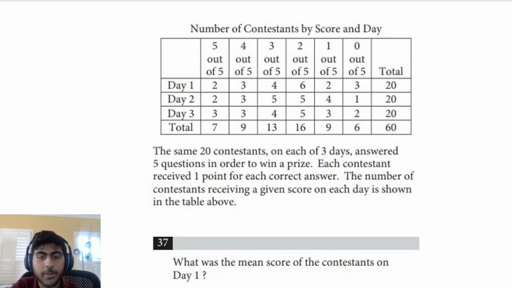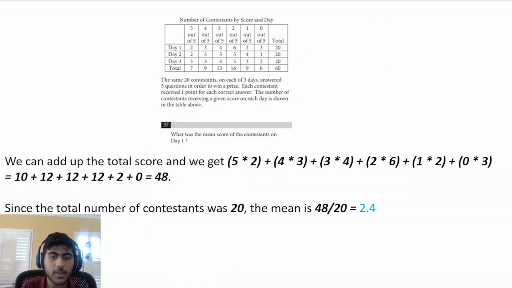Well, we're given the total number of contestants as 20, so we just need to find the sum of their scores. That's going to be 5 times 2 plus 4 times 3 plus 3 times 4, and on and on. You get the idea, and we're going to add that up and get 48 as the total. Number of contestants is 20, so the mean is 48 over 20, or 2.4 as the mean or the average score on day 1. Let's move on.